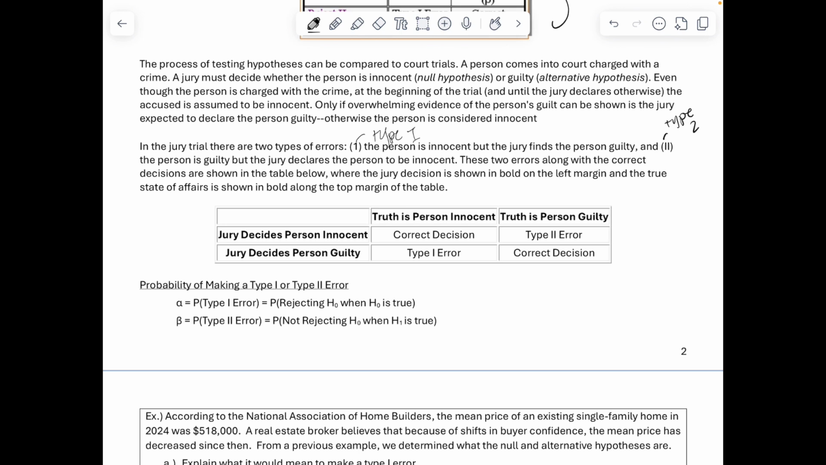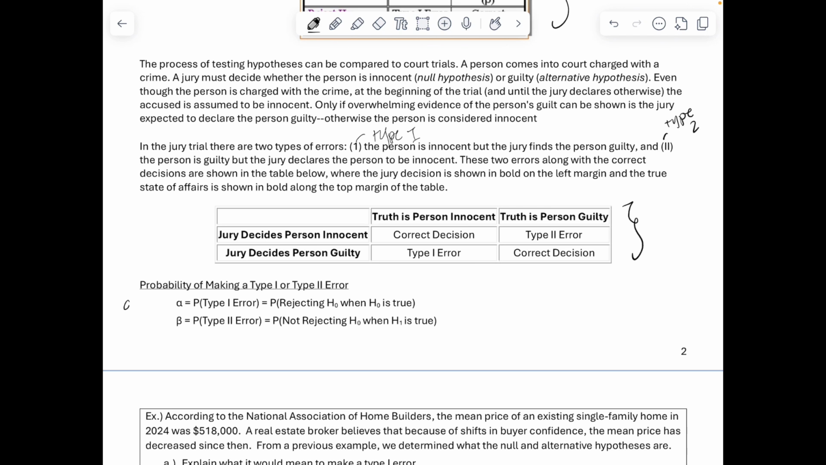These two errors, along with the correct decisions, are shown in the table below, where the jury decision is shown in bold on the left margin and the true state of affairs of the person is shown in bold on the top of the table. Just like in the previous table, it's the same type of layout with two correct decisions and two different types of errors.